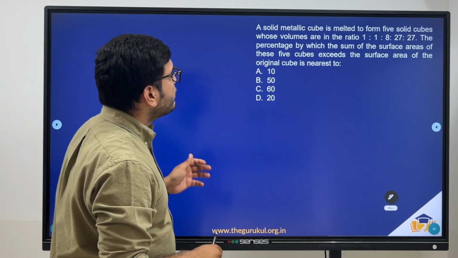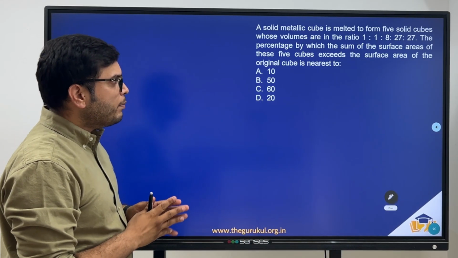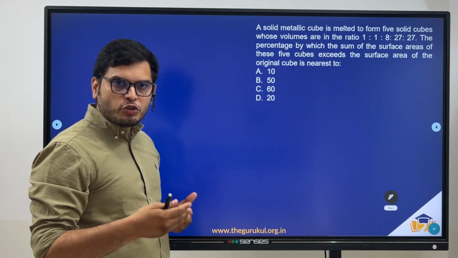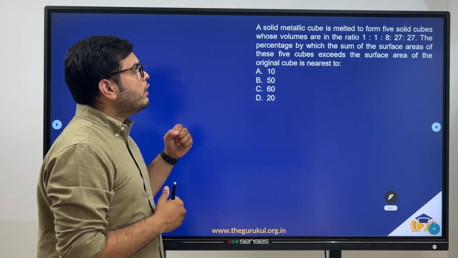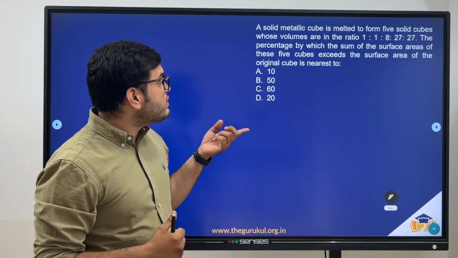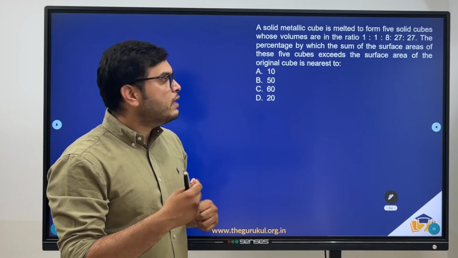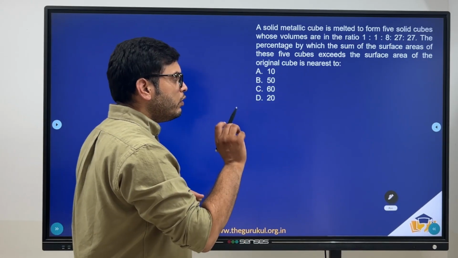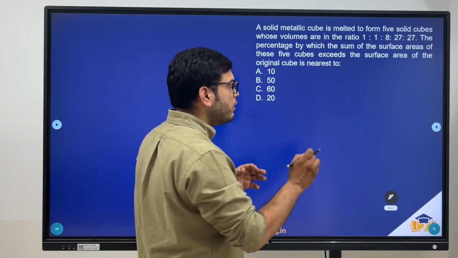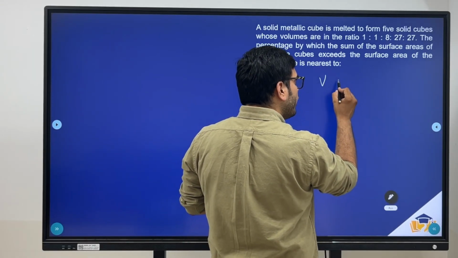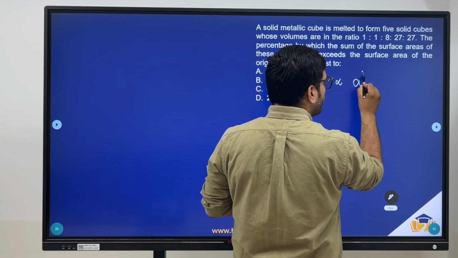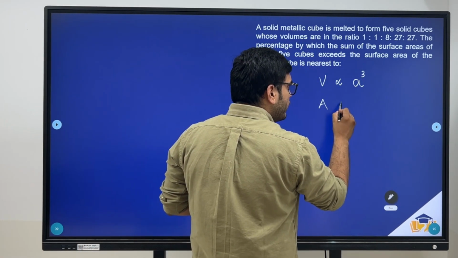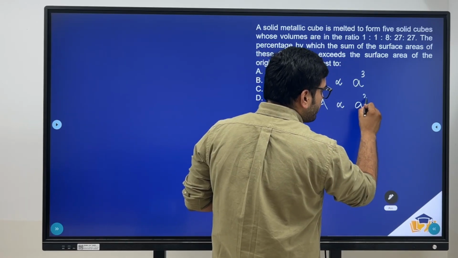Coming to the first question, a solid metallic cube is melted to form 5 solid cubes whose volumes are in the ratio 1:1:8:27:27. The percentage by which the sum of the surface area of these 5 cubes exceeds the surface area of the original cube is nearest to. Now, here I want you guys to understand that volume of a cube is directly proportional to the cube of its side, and surface area is proportional to the square of the side.